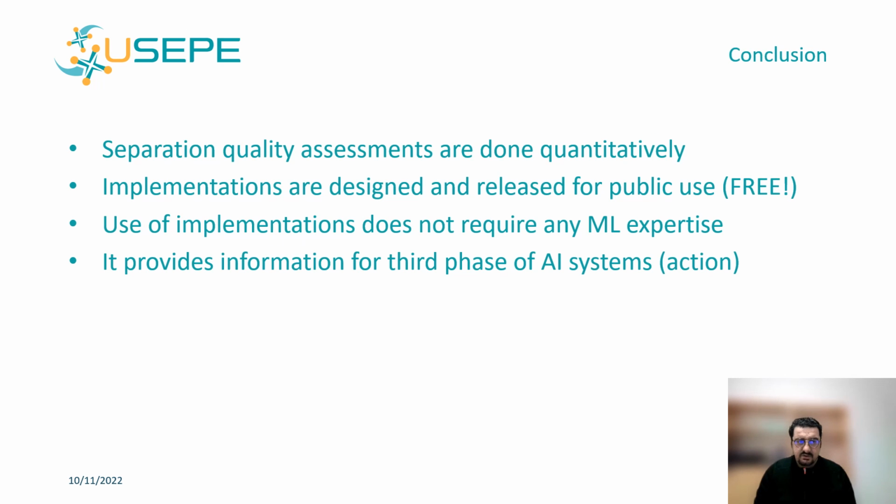If we list what we have with USEPE, separation quality assessments are done quantitatively, implementations are designed and released for public use, and it is freely distributed. Using the implementations does not require any machine learning expertise. It provides information for the third phase of AI systems, which is action. Therefore, a fully automated system can be obtained.